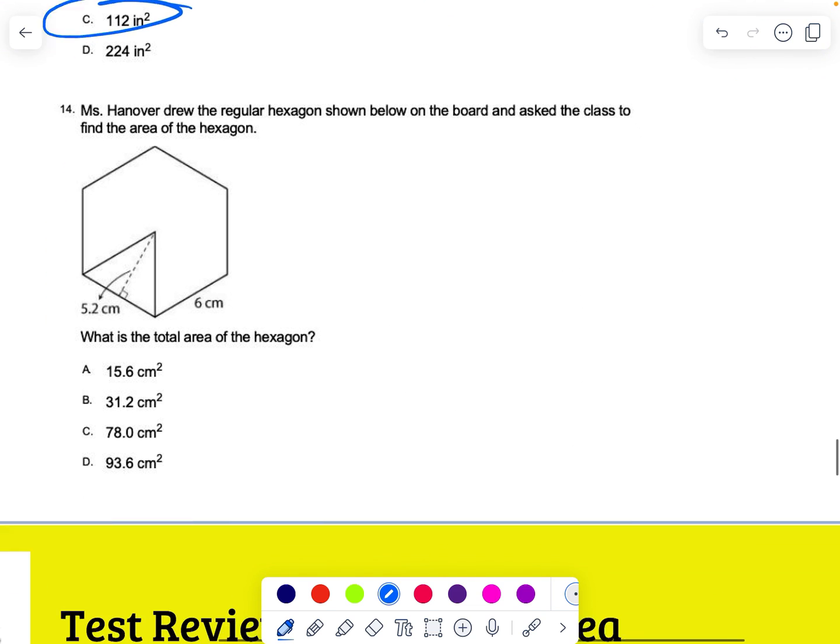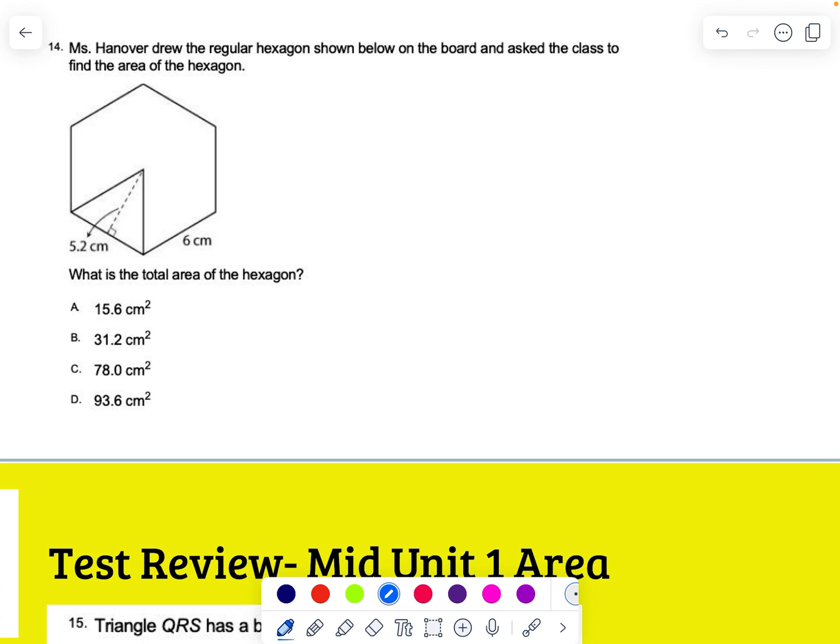All right, let's move on to number 14. 14 can be a little bit challenging, but the first thing I notice about Miss Hanover is that she drew a regular hexagon shown below on the board and asked the class to find the area of the hexagon. So we're trying to find the area of the whole thing, but we're given some measurements that give us the ability to find the area of this triangle right here, okay? Because what I know about a hexagon is that all the sides are the same length. So if that side is 6 right here, then all of them are 6.